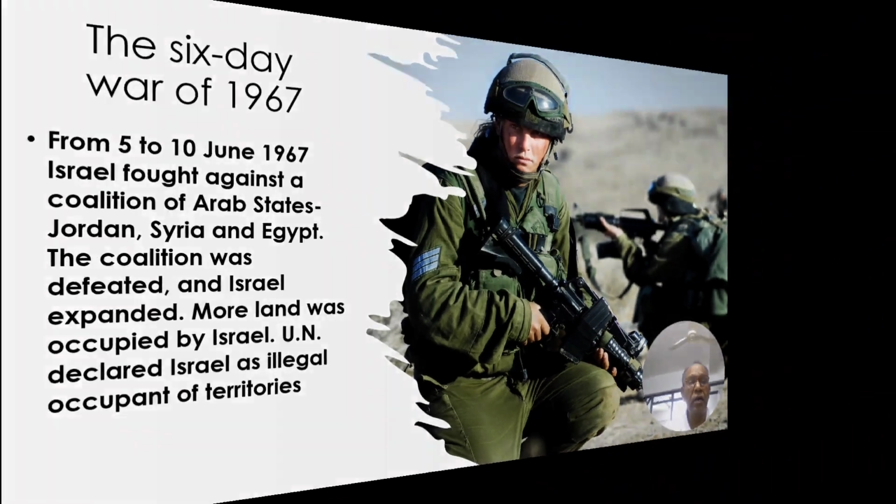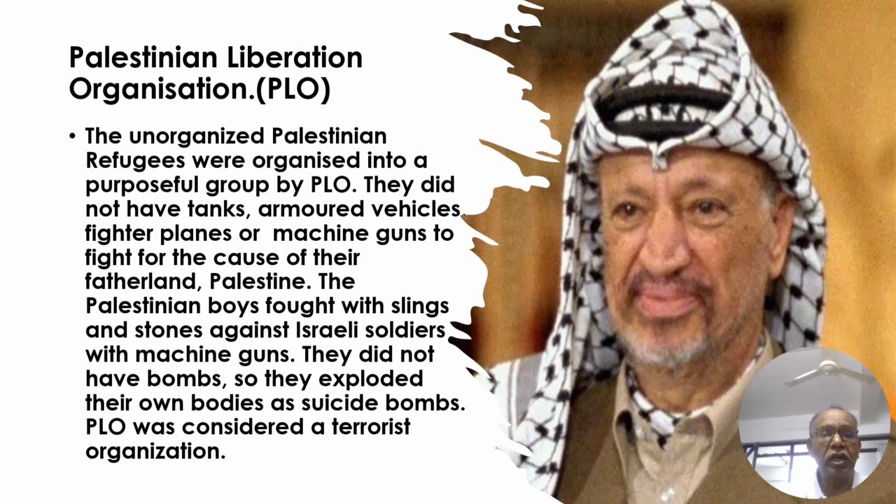Palestinian Liberation Organization, PLO. The unorganized Palestinian refugees were organized into a purposeful group by the PLO. They did not have tanks, armored vehicles, fighter planes, machine guns to fight for the cause of their fatherland, Palestine. The Palestinian boys fought with slings and stones against Israeli soldiers with machine guns. They did not have bombs, so they exploded their own bodies as suicide bombs. The PLO was considered a terrorist organization in the beginning.